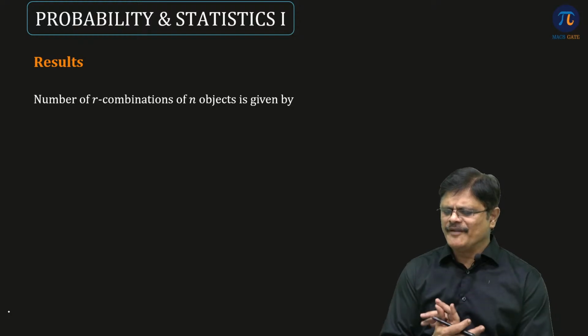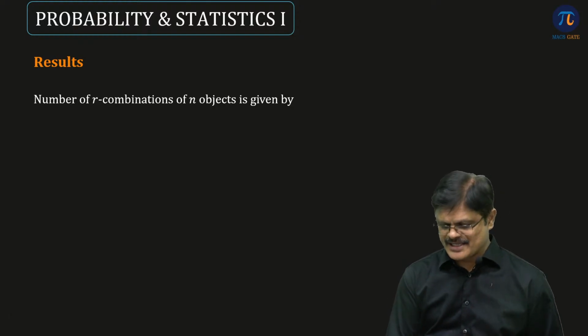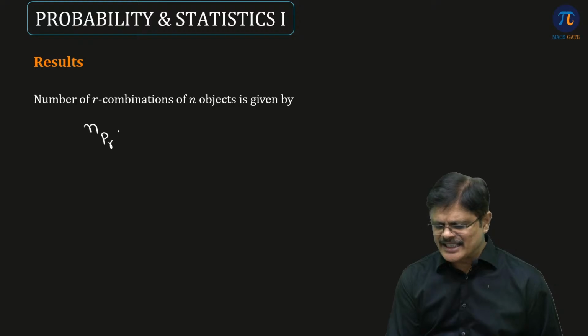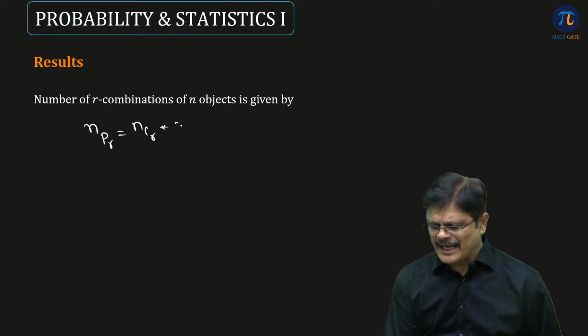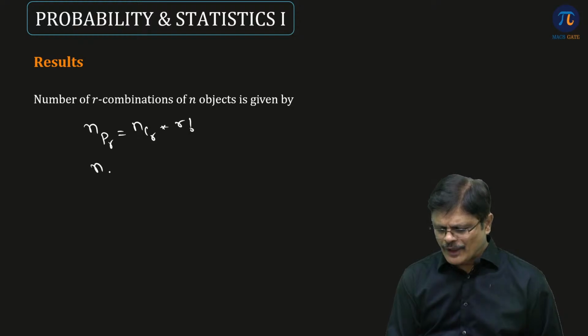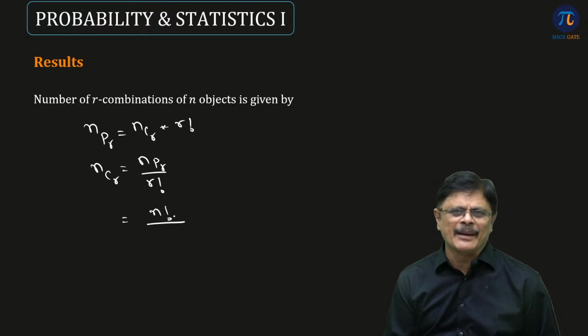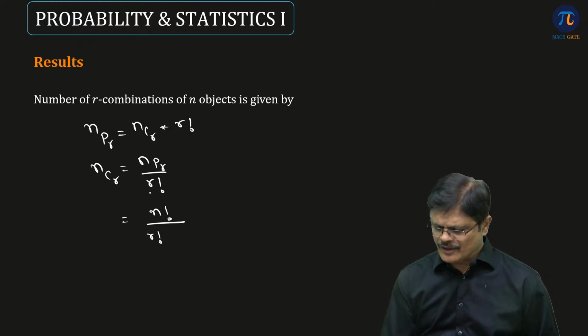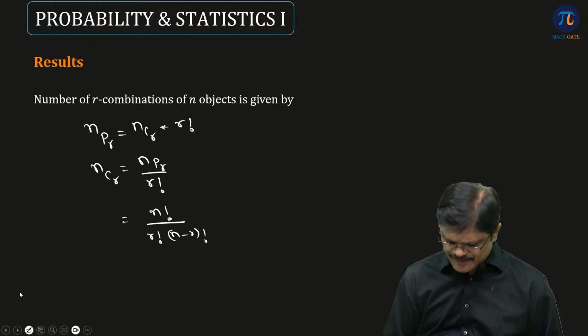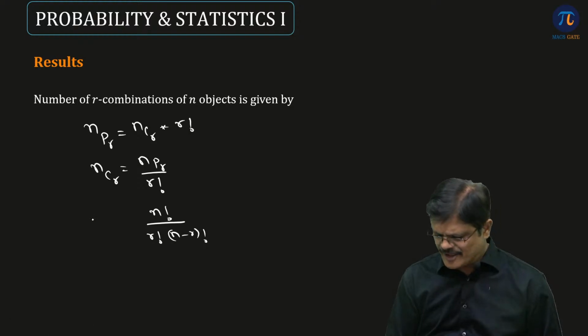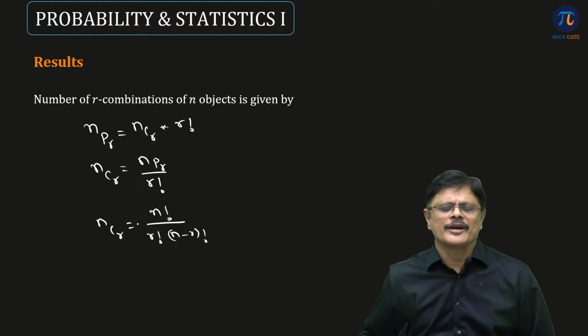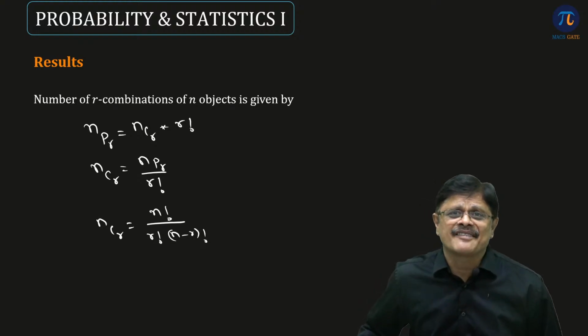Now, R combination of n objects. Actually, we already know that nPr is nothing but selection followed by arrangement. So if you want nCr from this, that is nPr upon r factorial. And what is nPr? n factorial by (n minus r) factorial. So nCr is n factorial by r factorial into (n minus r) factorial. That is the formula for nCr, my dear friends.